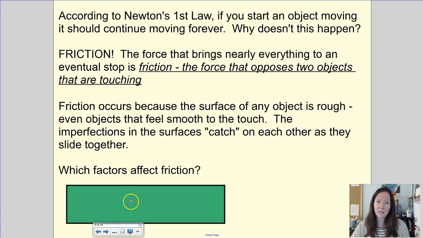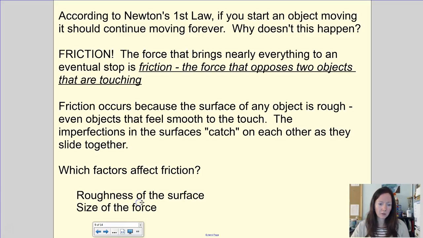So what affects friction? Well, let's see. One is the roughness of the surface, and two is how much force you're putting on it. So if you really press hard against something, or that something is really massive, it's going to have more friction acting between it and the surface than something that's not pressing as hard. You can see this if you rub your hands lightly together, you get less friction than if you rub them really hard together.